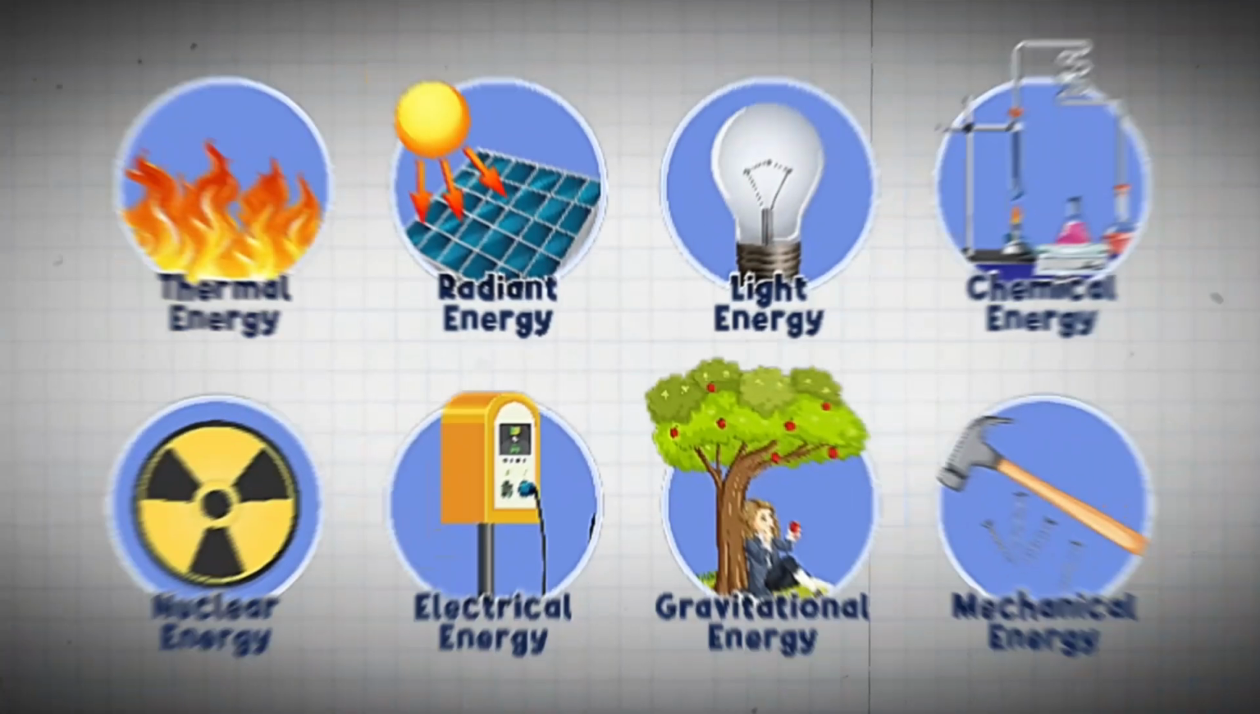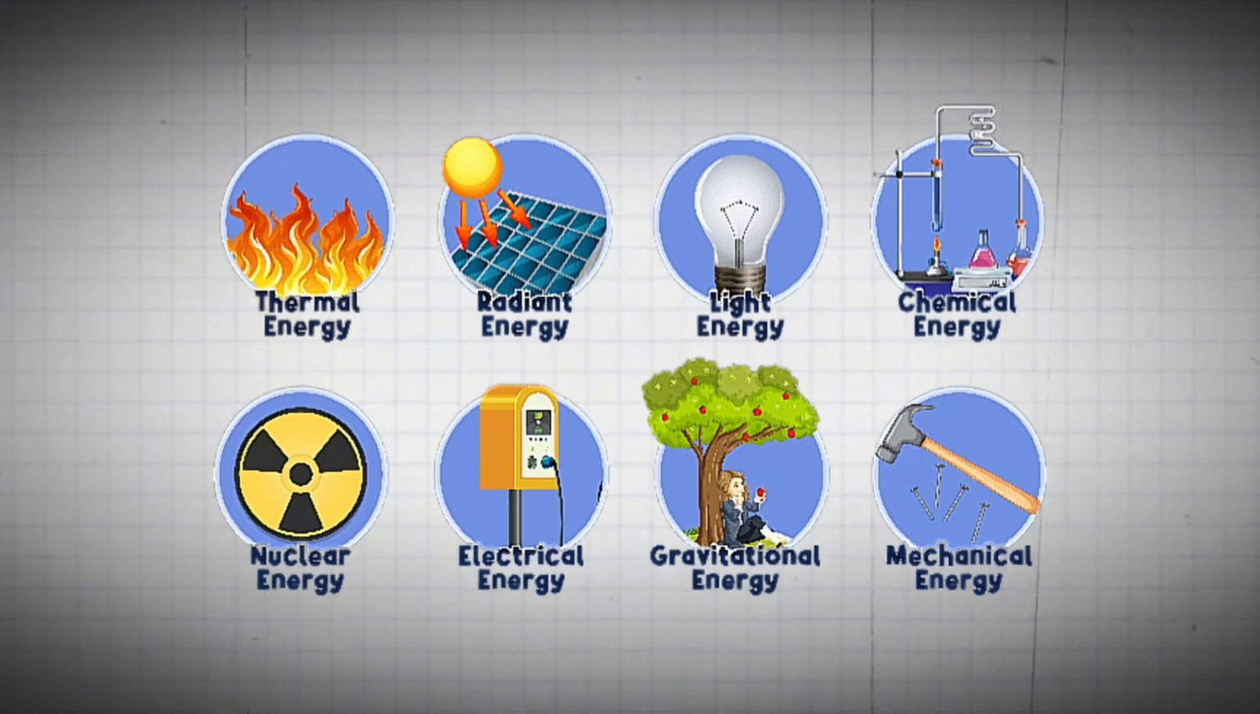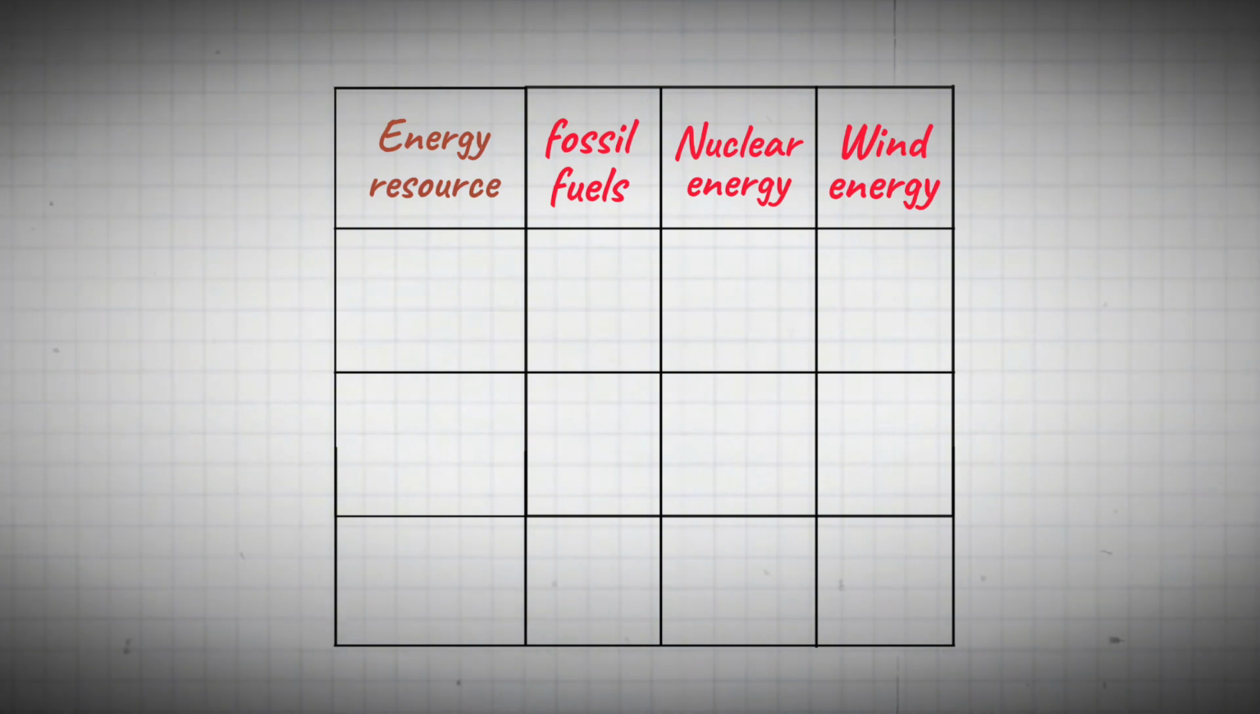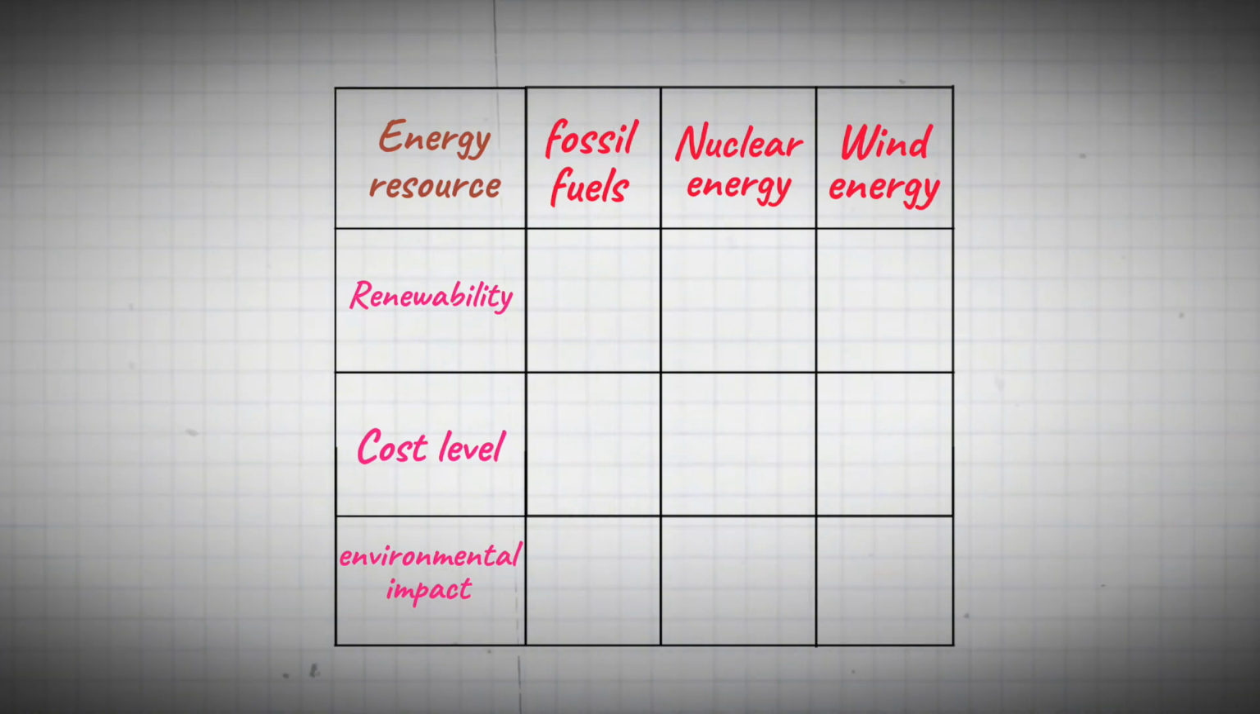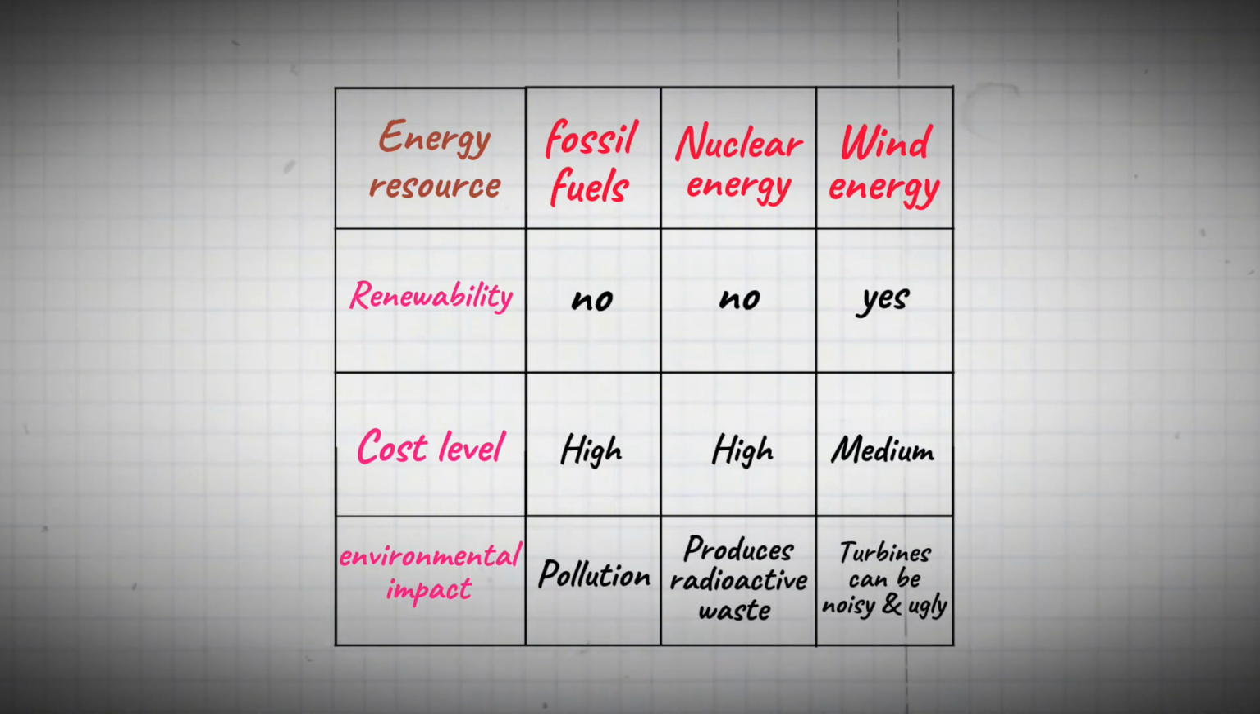For example, you are comparing different types of energy sources. Create a table with columns representing each source and rows for categories like renewability, cost, and environmental impact. Fill in the information accordingly and watch as the patterns and comparisons become crystal clear.